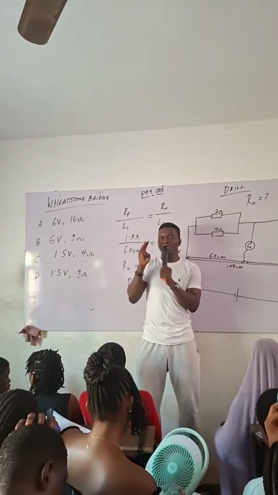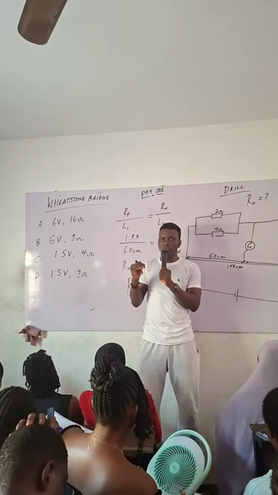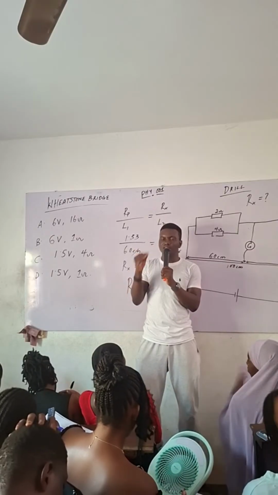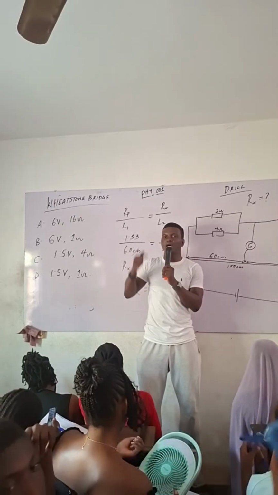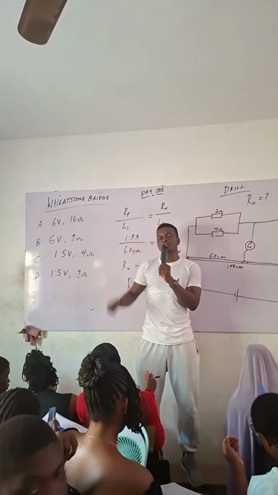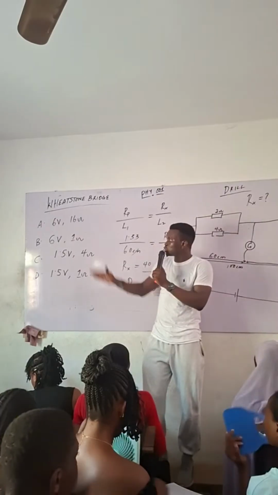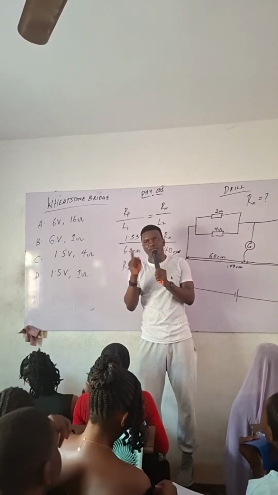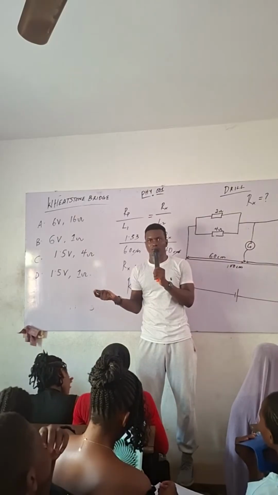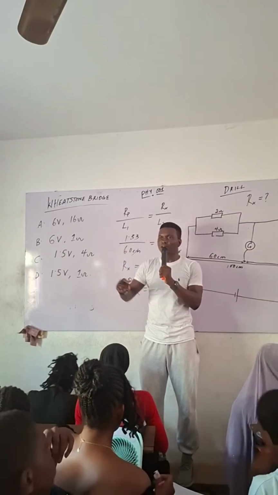4 cells are connected in parallel, and each of them is 1.5 volts, and each of them carries the resistance of 4 ohms. They now ask what is the total EMF and what is the total resistance? From what I've been saying since Monday, ordinarily looking at it, you should be able to tell your answer even without solving. It's one of the ways to be smart in the exam. It's not everything that you have to start solving.